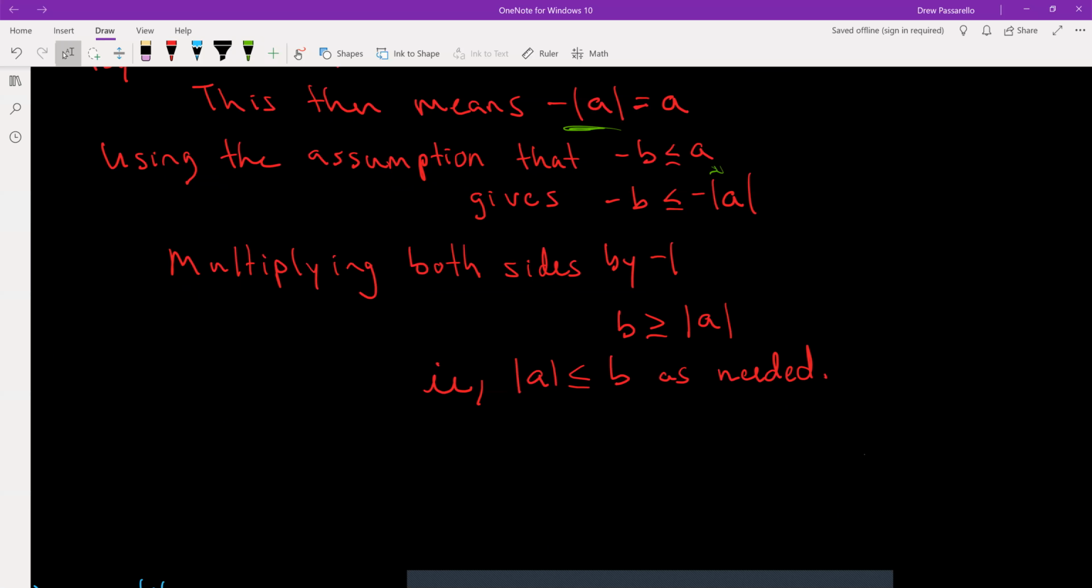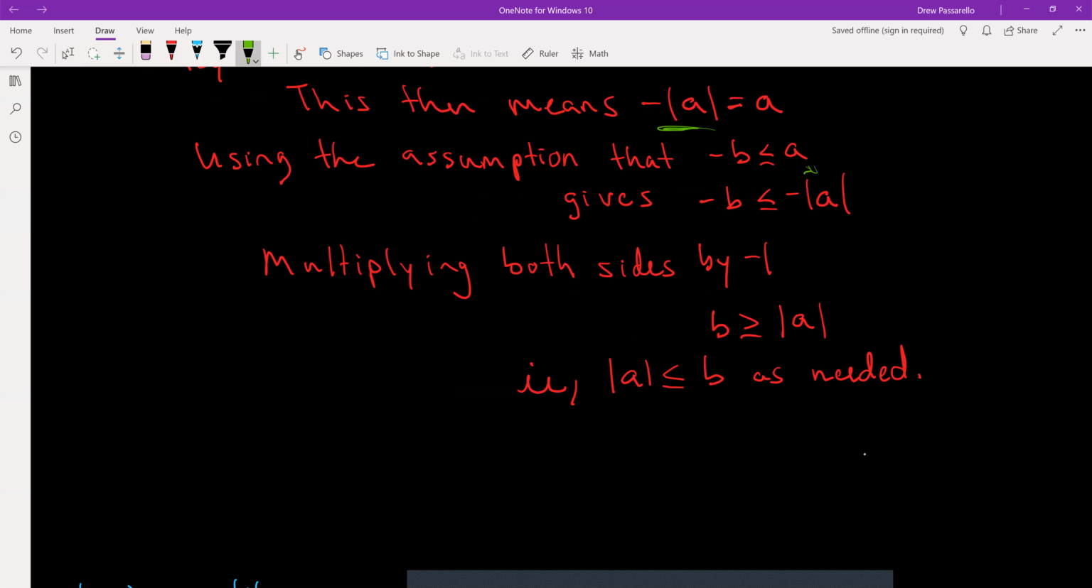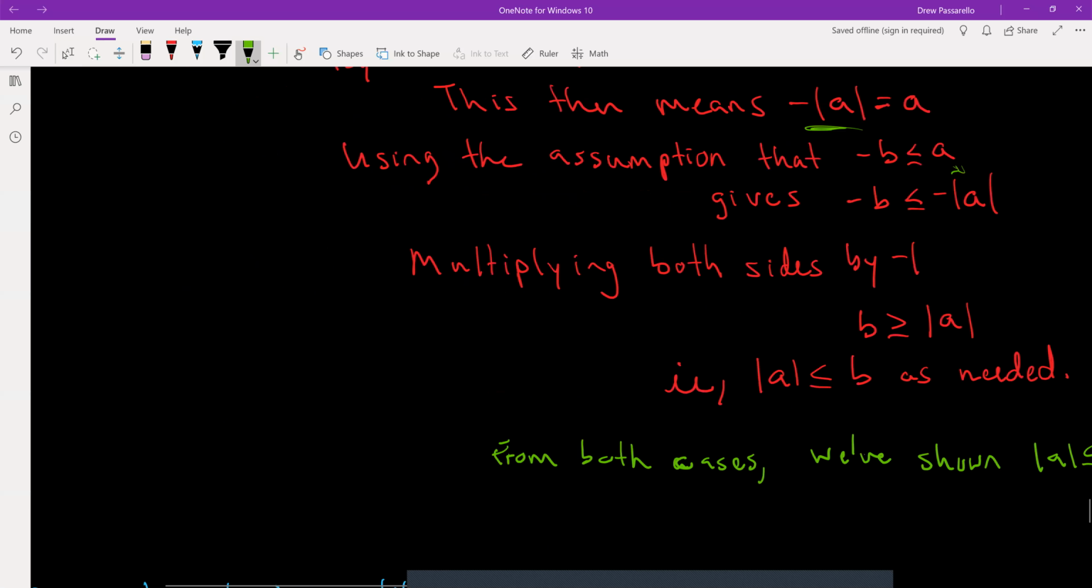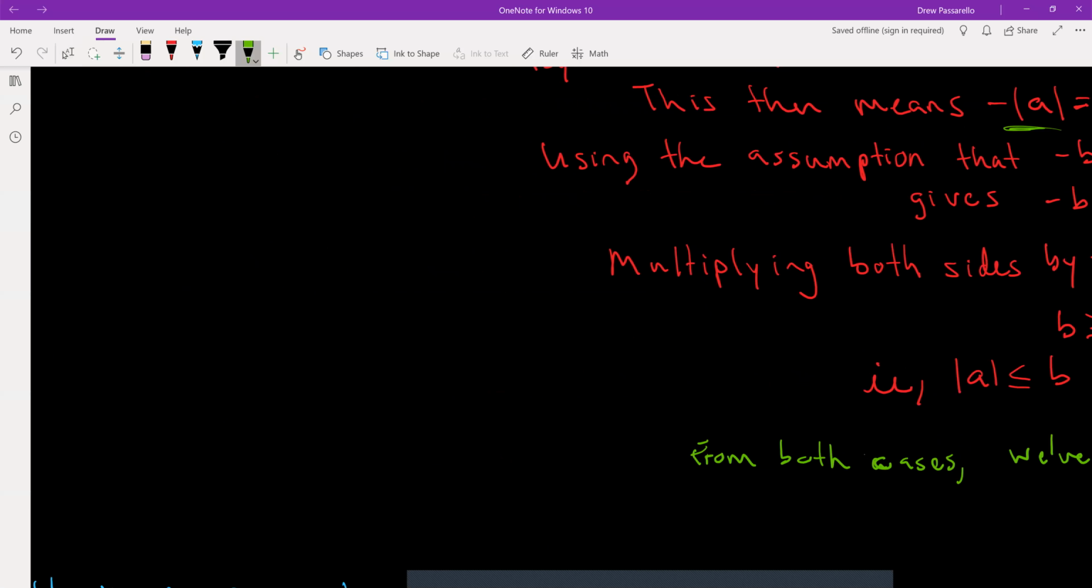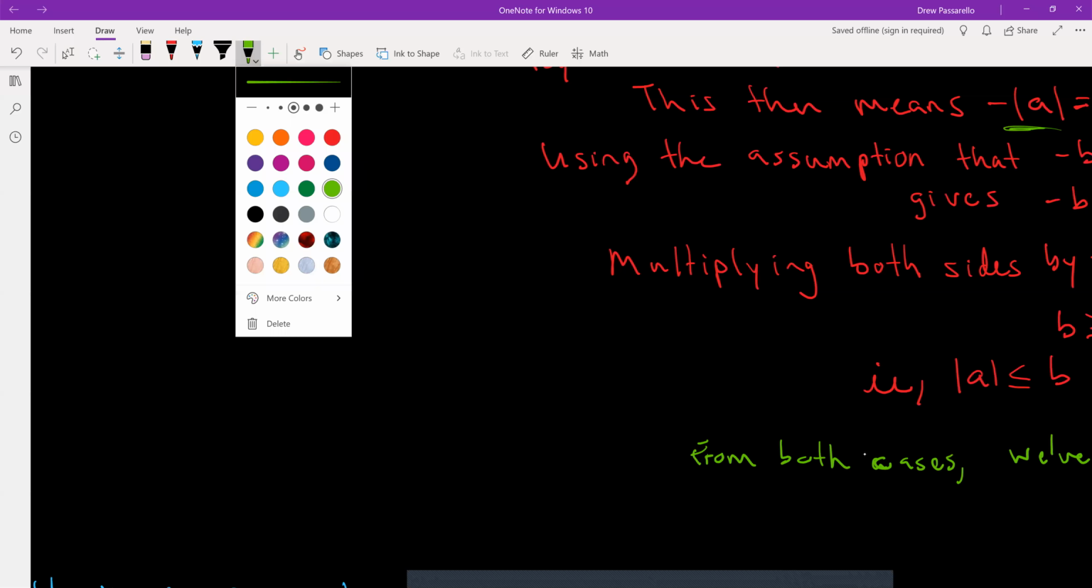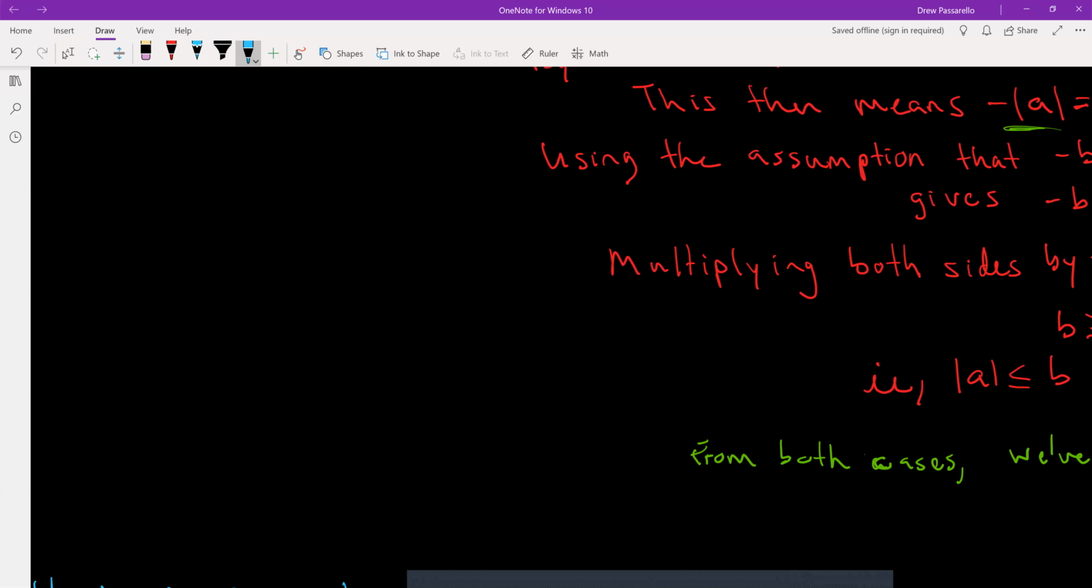So in either case, for both cases, we've shown absolute value of a is less than or equal to b. All right, so that's the proof for part G of those listed properties or propositions. I think that's the right word.